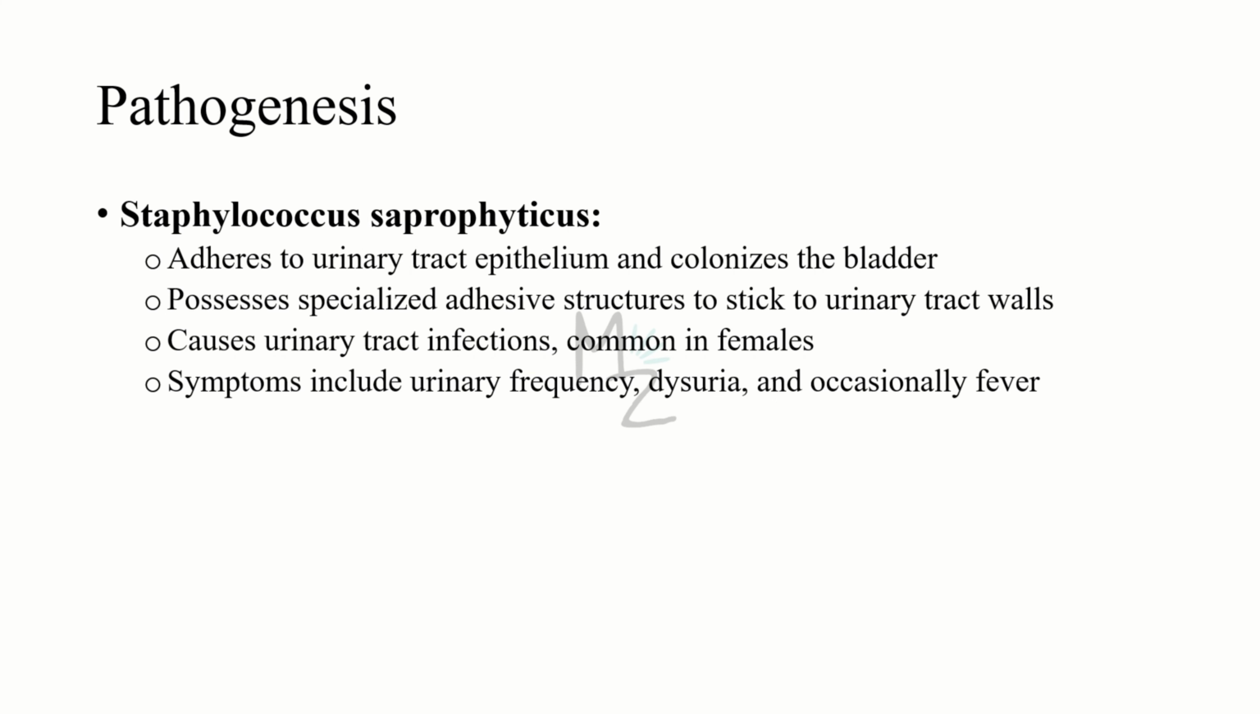Pathogenesis of Staphylococcus saprophyticus. It adheres to urinary tract epithelium and colonizes the bladder. It has specialized adhesive structures to stick to urinary tract cells. It also causes infection when a catheter is present for a long time. It causes urinary tract infections and is most common in females. Symptoms like urinary frequency, dysuria, and occasionally fever can occur.